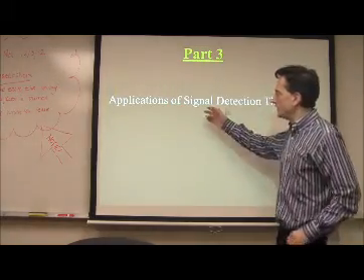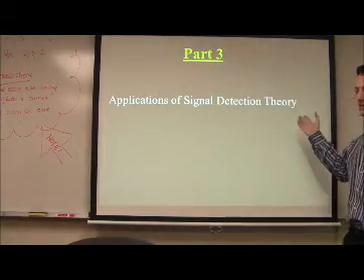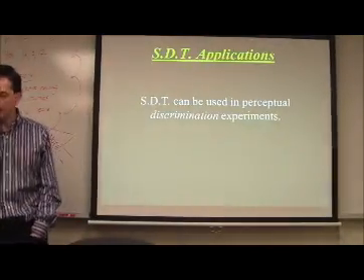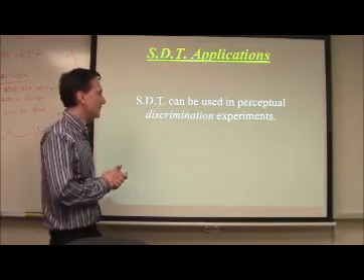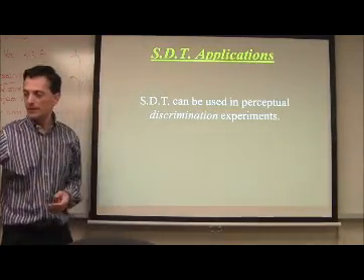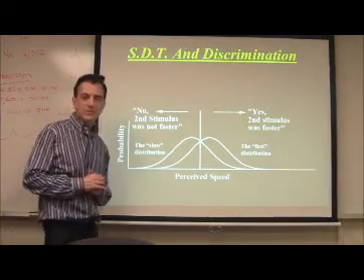Now what we're going to do is see if we can apply some of these ideas to a broad variety of settings. So signal detection theory can be used in perceptual discrimination experiments. I've already given you an example of Coke and Pepsi. Let's see if we can use another example.